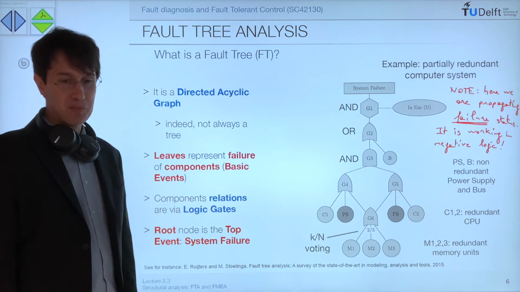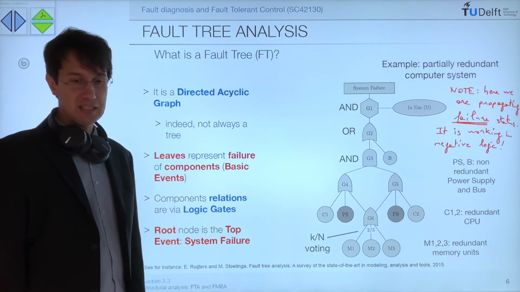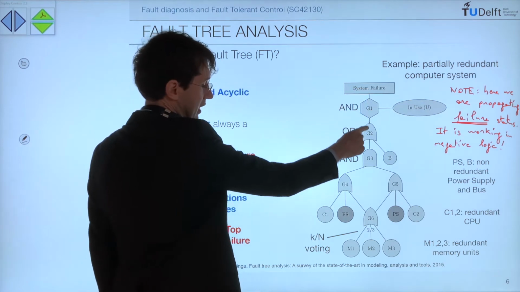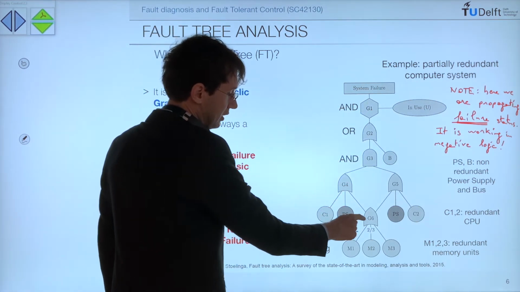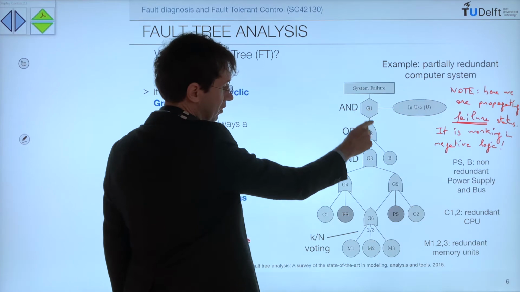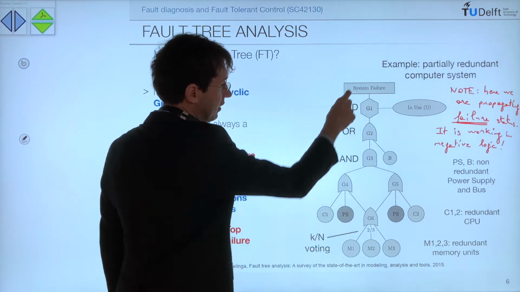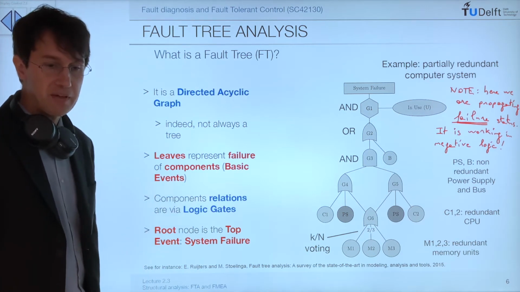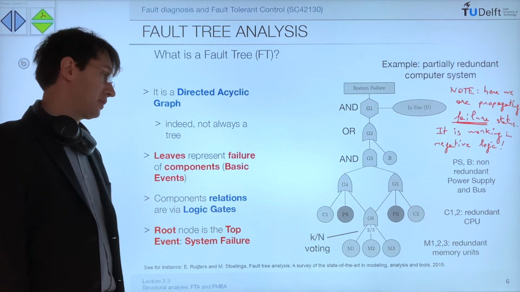And in this example, you see immediately that this is not a tree, because you can go from this node up to this node here, either following this left path or following this right path. The only important thing is that there are no loops.